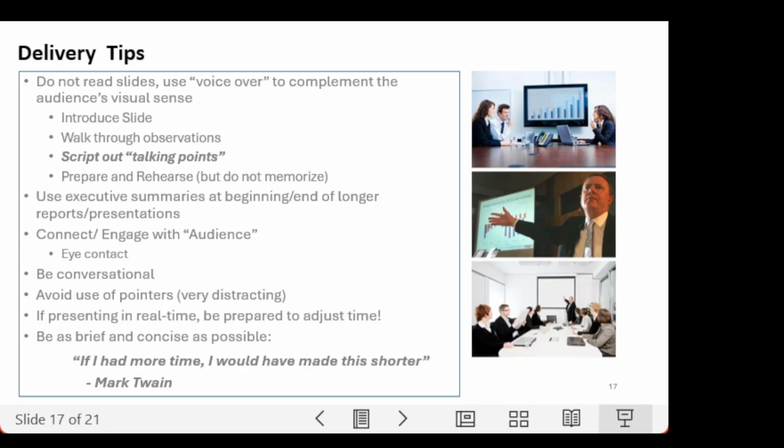I find them very distracting with them shaking on the screen. You can walk and point to the screen. That's more effective. If you're presenting in real time, be prepared to adjust time.